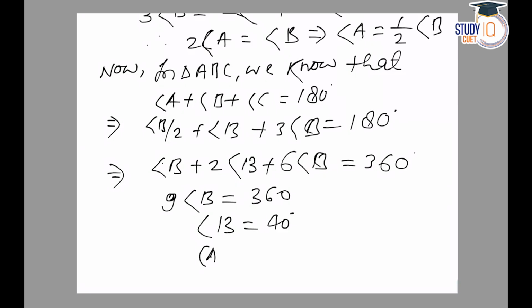So angle A is half of angle B, that is 20 degrees, and angle C is thrice angle B, so angle C is 120 degrees.